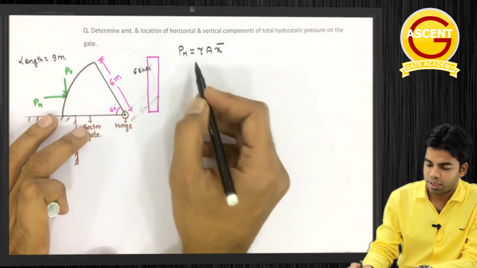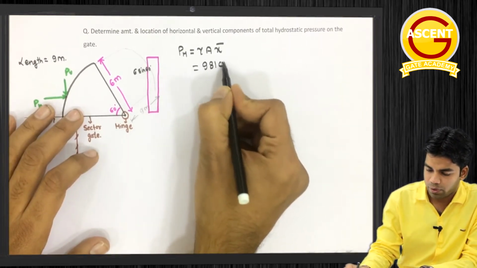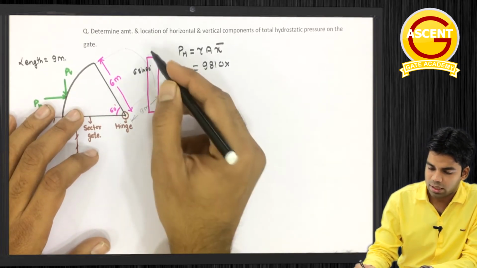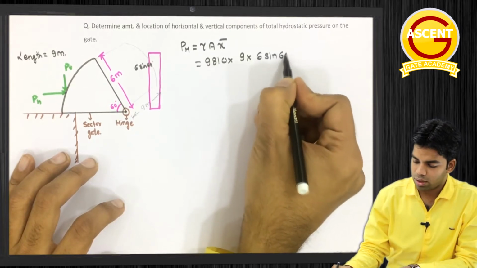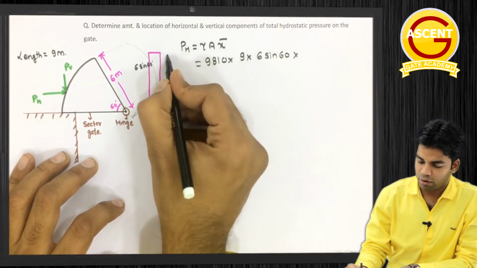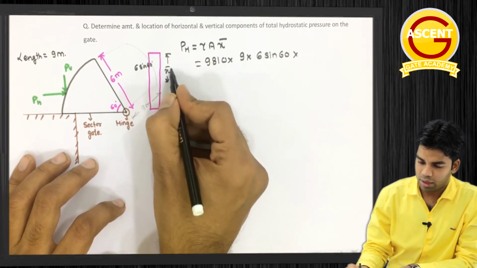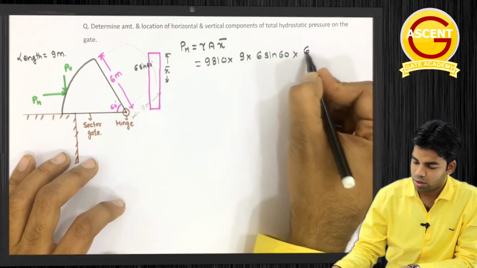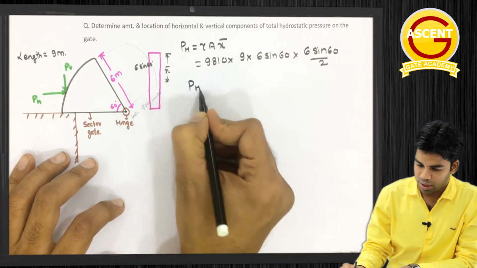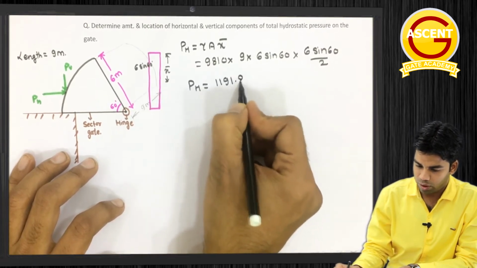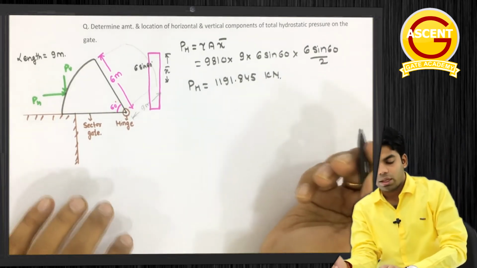So PH is equal to gamma A x bar. Gamma is 9810, into area, which is 6 sine 60 into 9, into x bar. X bar is half of this, so x bar will be equal to 6 sine 60 divided by 2. From this PH will be equal to 1191.845 kilonewton. On calculation you will get this. First thing. Now where will it act?